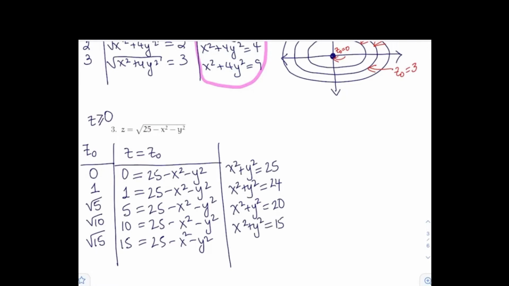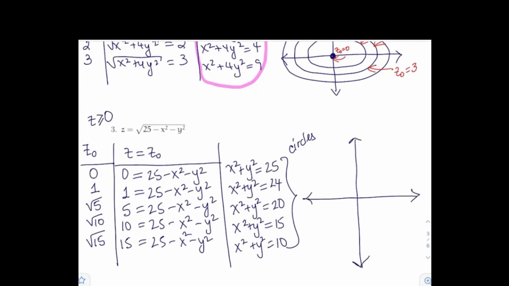So you can see that my radius becomes smaller. As I pick larger values of z0, my radius becomes smaller, right? Okay, so these are all circles. They are circles centered at the origin, and the radius is the largest at z0 equal to 0, and then as we're shifting it up, up, up, the radius becomes smaller and smaller, right? So let's go ahead and make a sketch here.